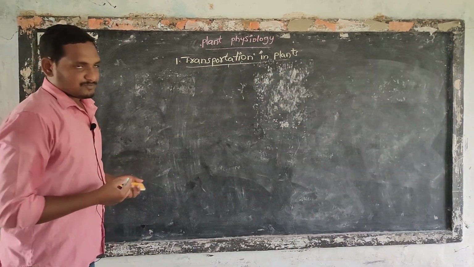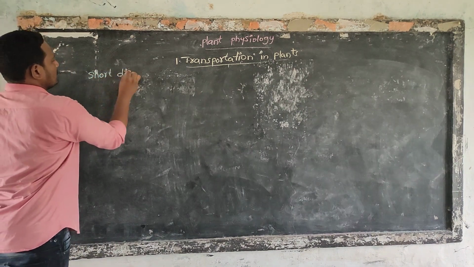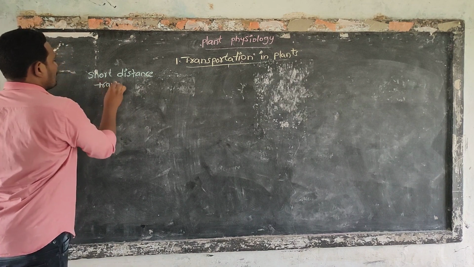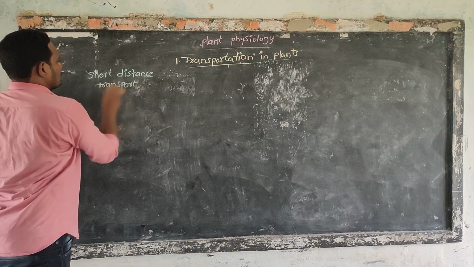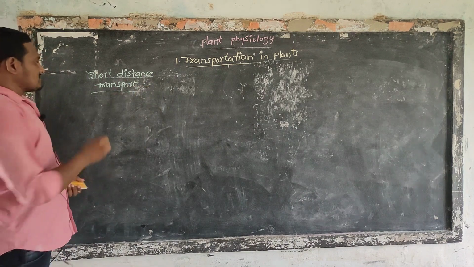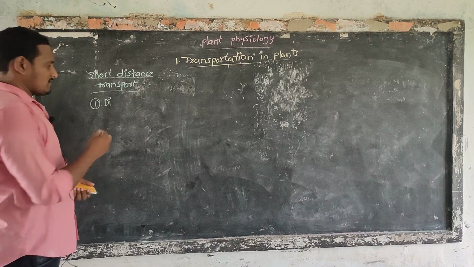Short distance transport. First one, diffusion. We need to discuss detailed information about diffusion.